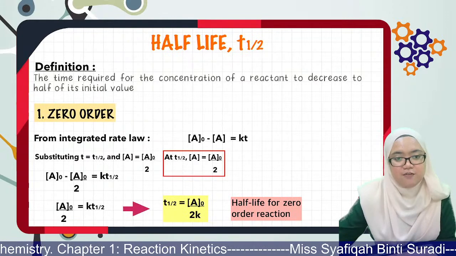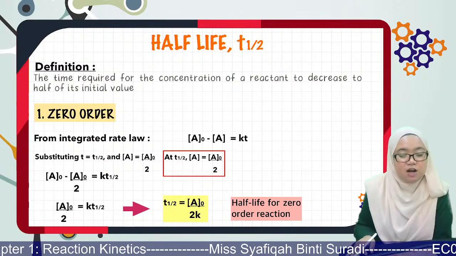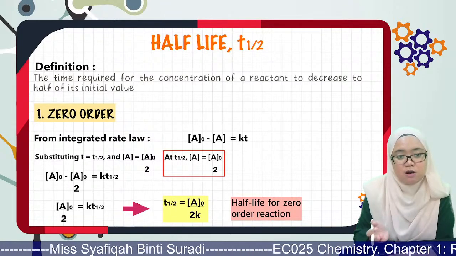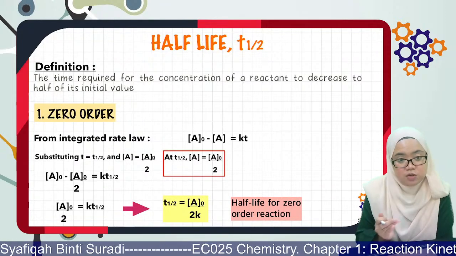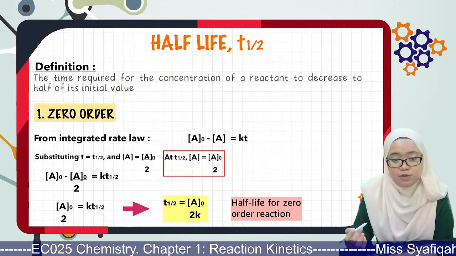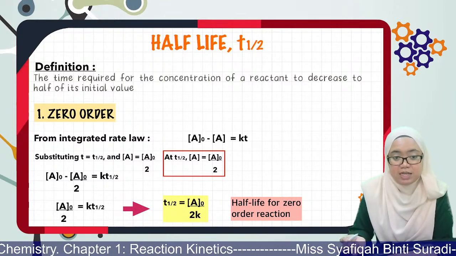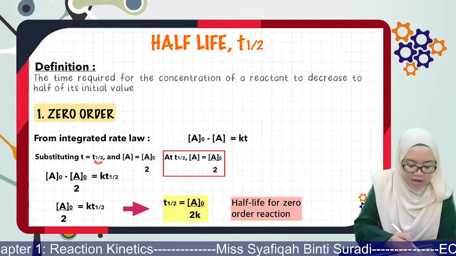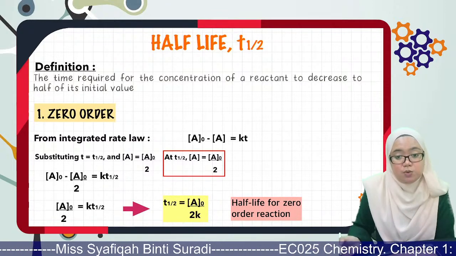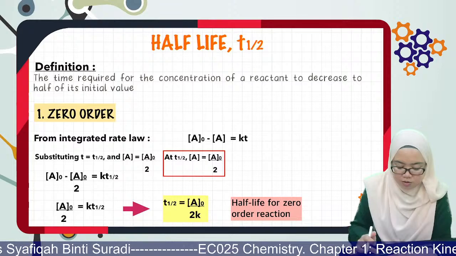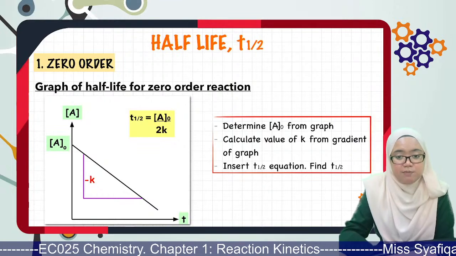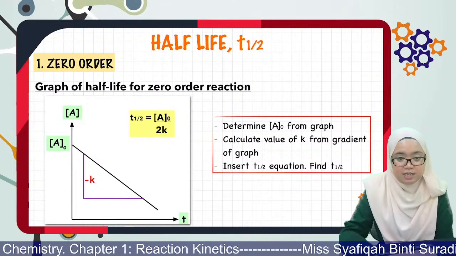Okay, now untuk half-life, so half-life ni untuk zero order. So half-life ni maksudnya time required for the concentration of reactant untuk decrease to half of its initial value. So untuk zero order, kita boleh cari kita punya half-life of zero order by using integrated rate law. So kita substitute dengan T half dan juga A0 over 2. So kita akan dapat T half is equals to A0 over 2K untuk zero order reaction. Okay, ini graph untuk half-life untuk zero order. So awak boleh determine the half-life by using the graph of concentration against time.